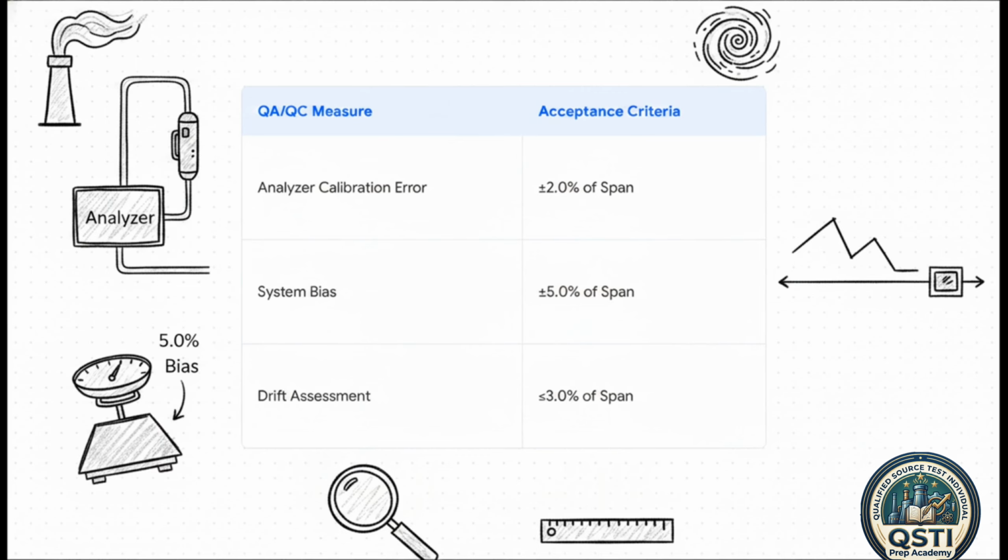Your initial analyzer calibration must be within 2% of your calibration span. Your system bias from the probe cannot deviate by more than 5%. And over the course of your test run, your drift, which is the change in your system's reading from the start of the run to the end, cannot exceed 3%. Think about that. If you chose a calibration span of 100 parts per million, a 3% drift gives you a tiny 3 ppm window of forgiveness.